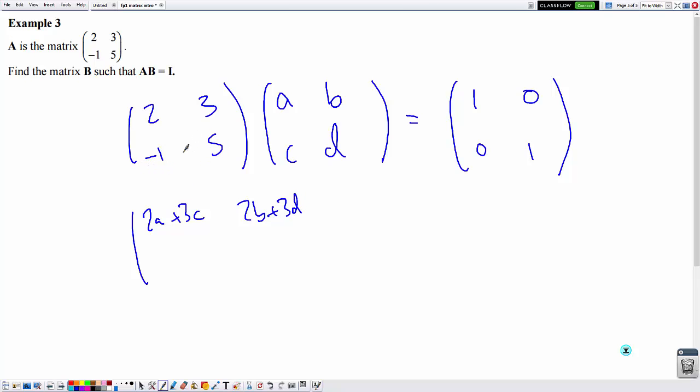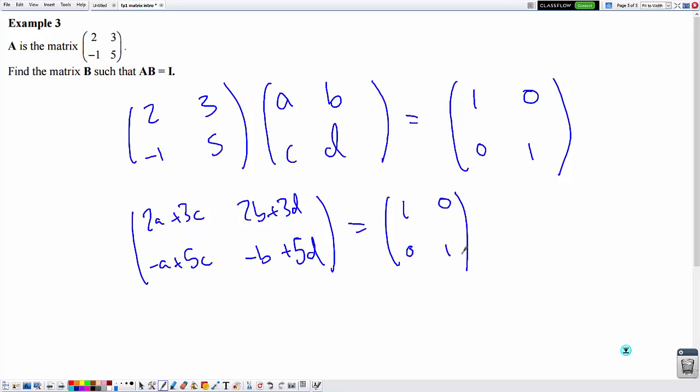Now working down to the second row. Times that, so it's minus A plus 5C. And now this times this, so it's minus B plus 5D. And that's still equal to the identity matrix, so 1, 0, 0, 1. Okay, now for two matrices to be equal, their elements have to be exactly the same and in exactly the same place. So this has to be equal to 1.